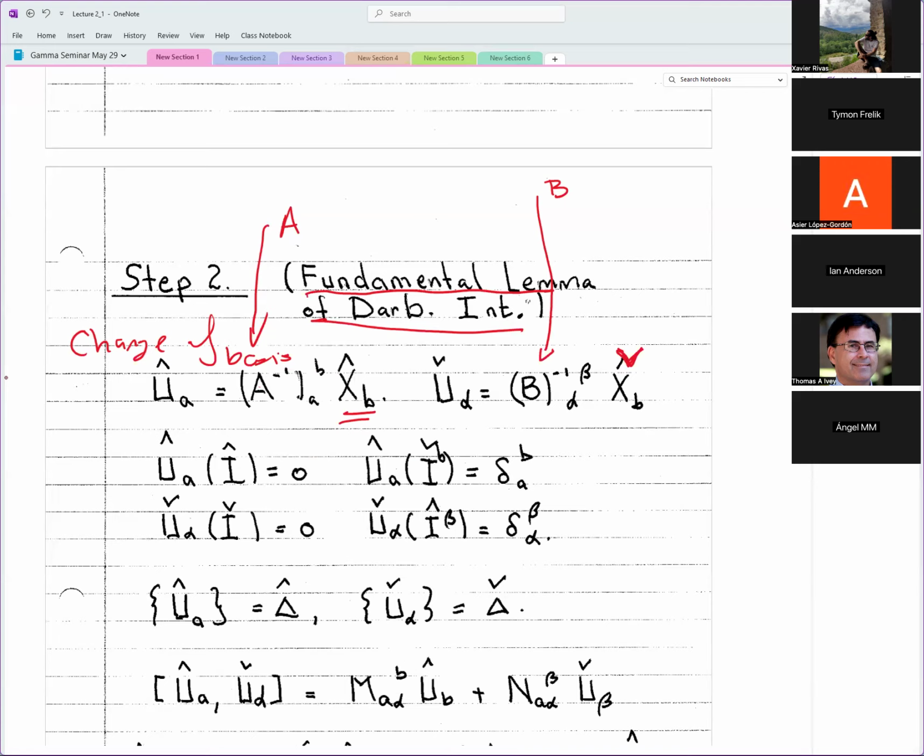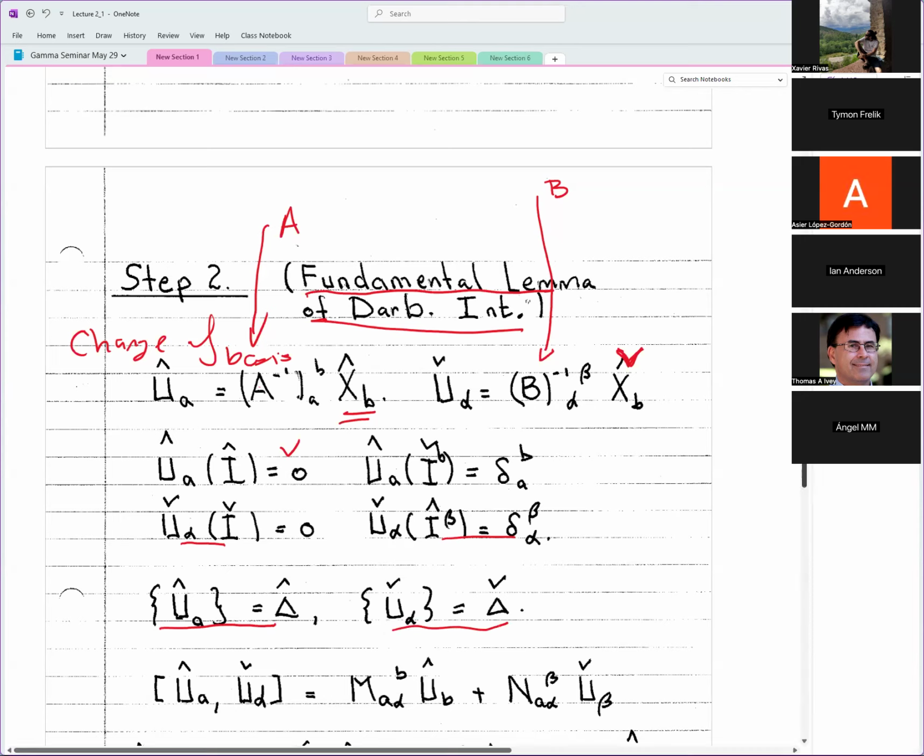Now, we're still going to have U hat of I hat is 0, but now U hat of I check is the Kronecker delta matrix. That's because we put this inverse matrix right here. So we have now that on the I hats, this is 0. On the I checks, it's constant. In particular, it's the Kronecker delta. Same thing is true here. Okay. And as I said, we started off with the vectors x that span delta hat. The same is true here. So the u's span delta hat and the u's span delta check.